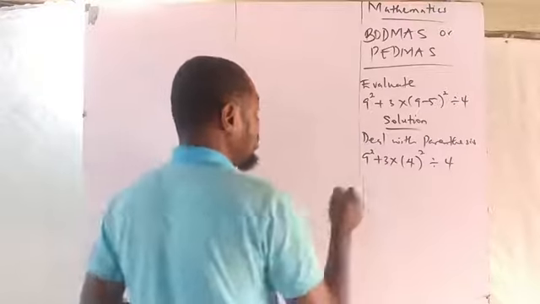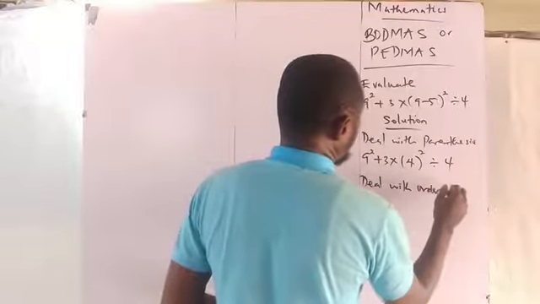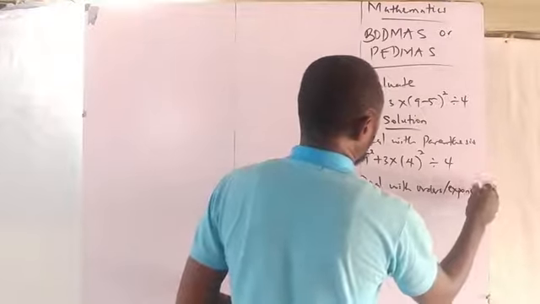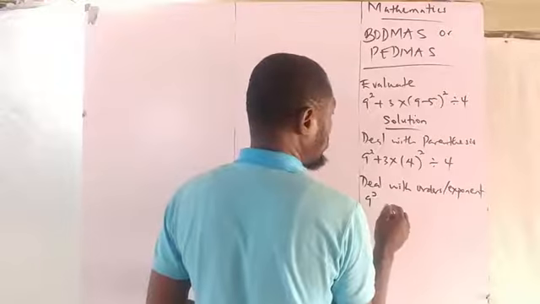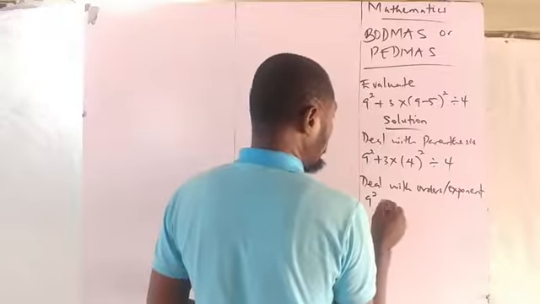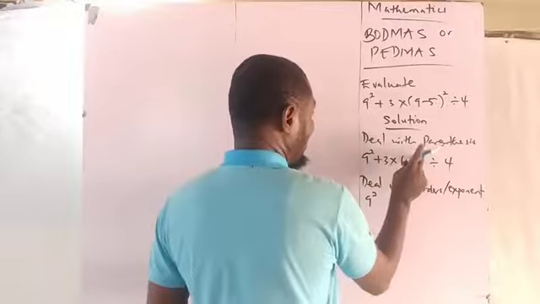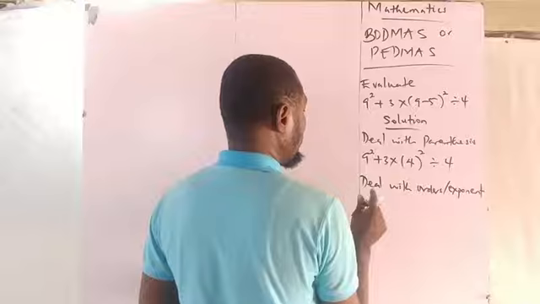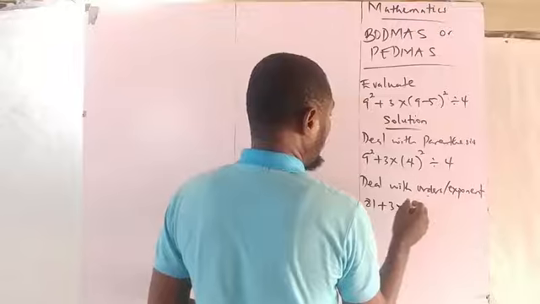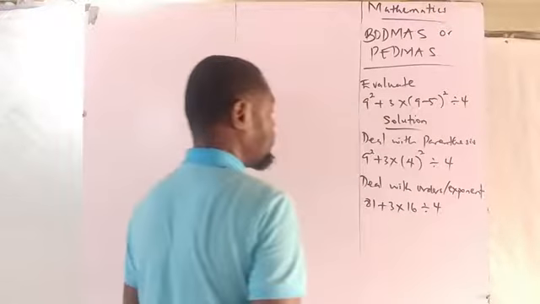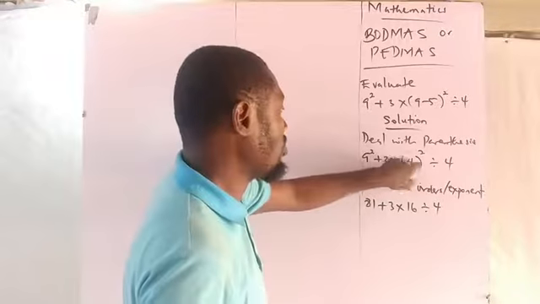Then deal with exponent. Deal with orders or exponent. That will be 9 raised to the power 2. Orders or exponents. 9 raised to the power 2 is also an exponent. This is also an exponent. So we're going to have 81 plus 3 times 16 divided by 4. So we've dealt with the exponent or the orders. 9 to the power 2 is 81. 4 to the power 2 is 16.